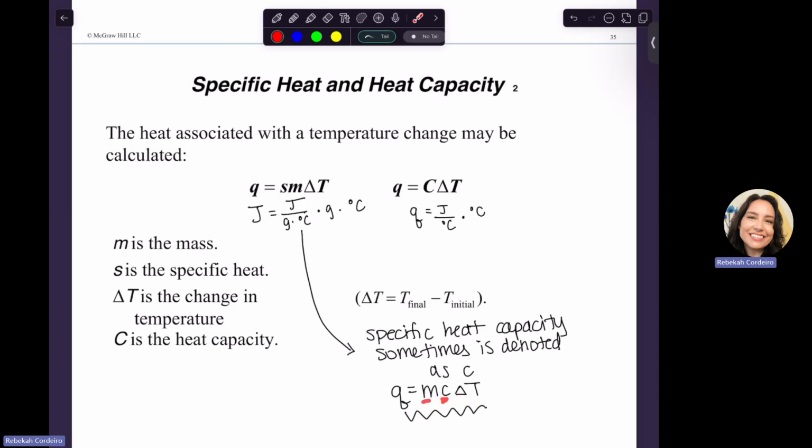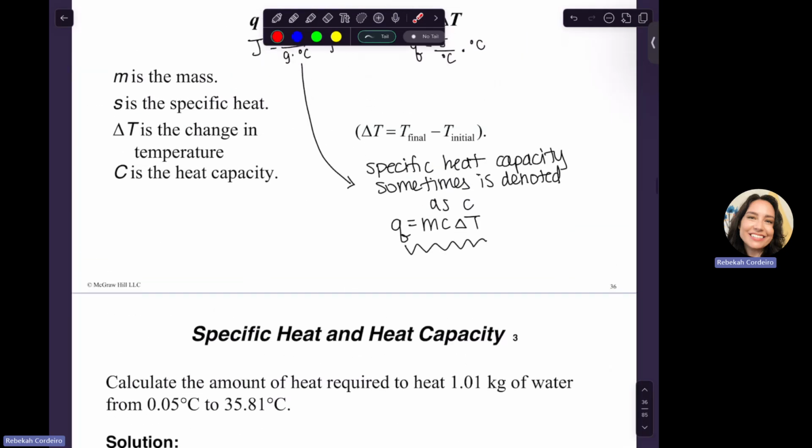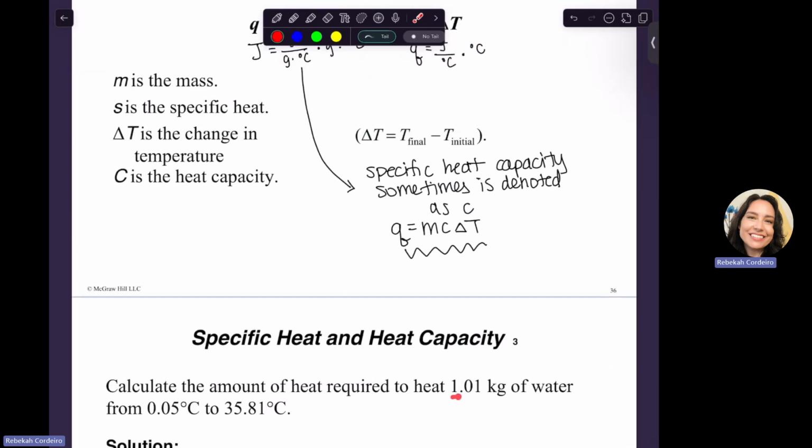If it has mass in the formula, you're using specific heat, because specific heat is specific for the amount of mass. That's just a way you can try to remember it. Heat capacity does not have mass in it, so it does not have mass in the formula. So let's look at this problem. What's the amount of heat required to heat 1.01 kilograms of water from 0.05 degrees Celsius to 35.81 degrees Celsius?